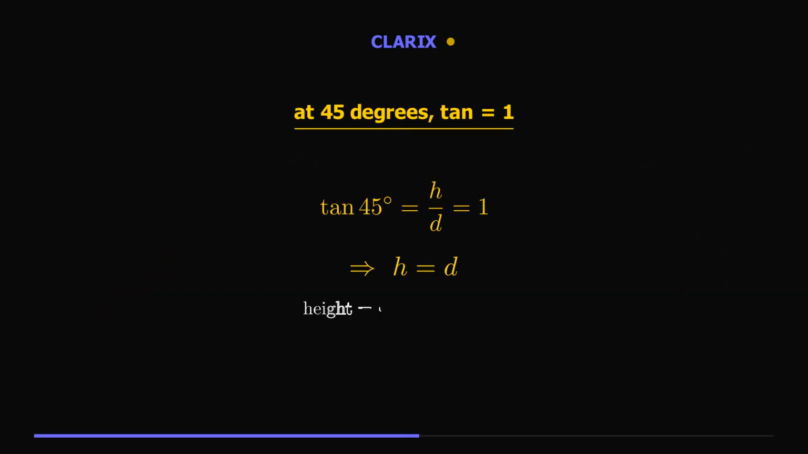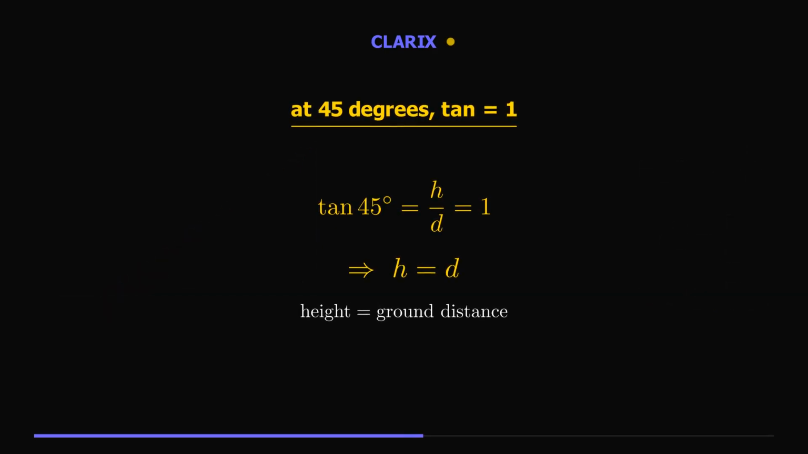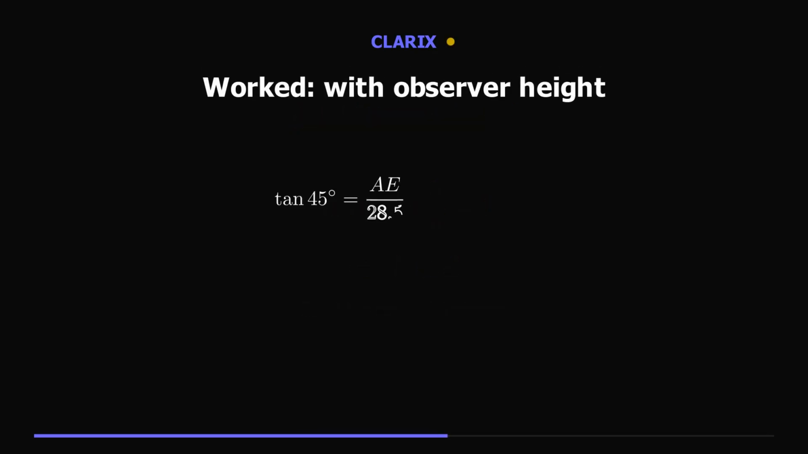A shortcut worth memorizing. At 45 degrees, tangent is exactly 1, so tan 45 equals height over distance becomes height equals distance. Whenever you see a 45-degree angle, the height and the ground distance are simply equal. No calculation needed.